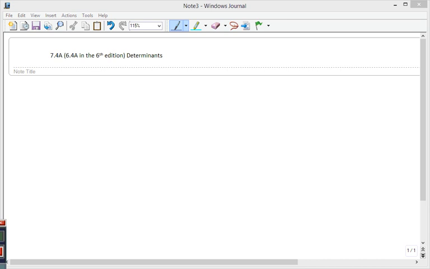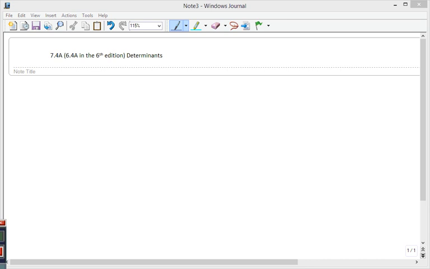This is the video for 7.4, the first one for 7.4 or 6.4 in the 6th edition. And we're going to talk about determinants. So every square matrix, we're still talking about square matrices, the special cases of these, every square matrix has a determinant, a number we can assign to this matrix. And we're going to talk about the notation for that and how to find it.